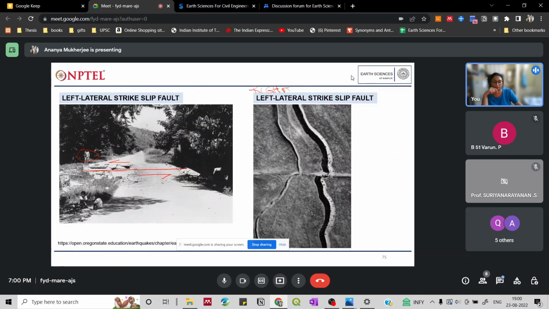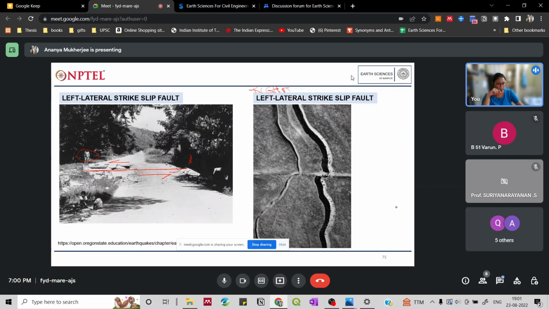Even if the person was standing on the other side, he would still see that the left hand side block is displaced towards him. Whichever side of the fault plane you're standing on, the sense is not going to change. That is why this is a left lateral fault.